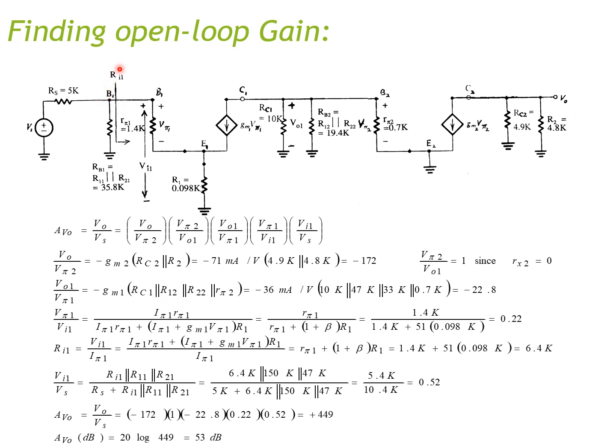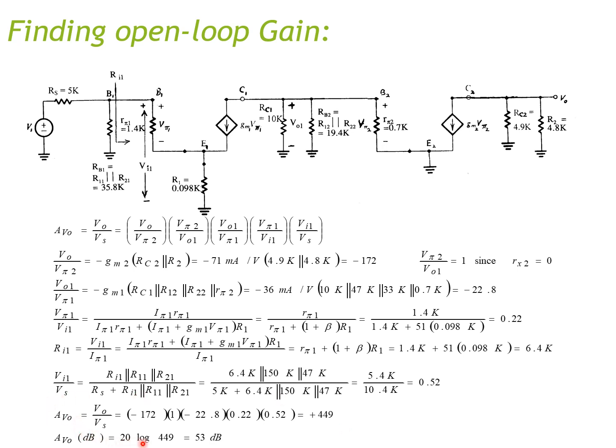We also can find the input resistance of our circuit, of our amplifier. It's going to be Ri1 equal to 6.4 kilo ohms. And finally, the relationship between VI1 and VS, just use the voltage divider rule. It's going to be 0.52. Now you know all of these numbers, you multiply them all together, and the final answer is 449 for your open loop gain.